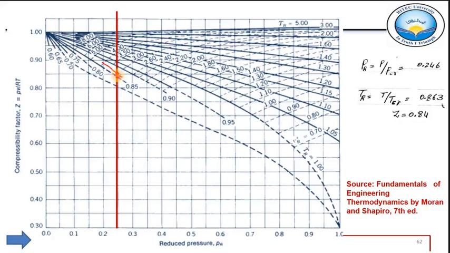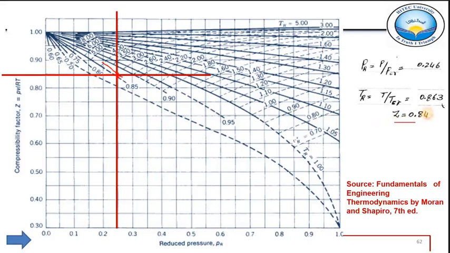To read the Z value, we shall draw a horizontal line, because Z lines are horizontal on this chart. So here is the horizontal line, and now we can read the Z value corresponding to PR of 0.246 and TR of 0.863, which gave us this intersection point. From that intersection point, we have drawn a horizontal line. So now you can read the Z value. It is about 0.85 or a little lower than 0.85.